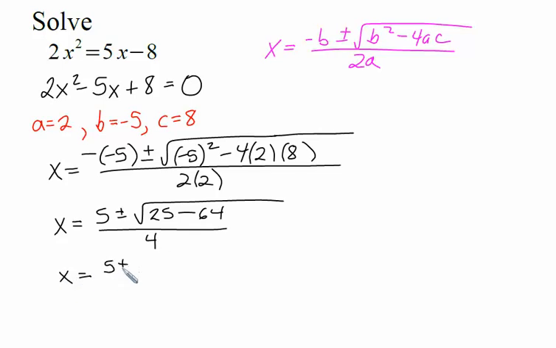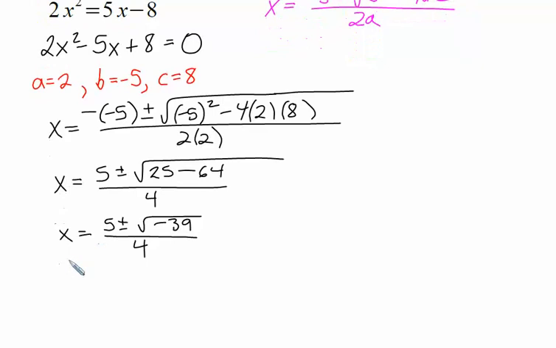Let's clean up inside the square root. 25 minus 64. Oh, what's that going to be? 25 minus 64 is going to be a negative 39. And then we have divided by 4. Now we will split that up into two separate fractions. Please make sure you do that.